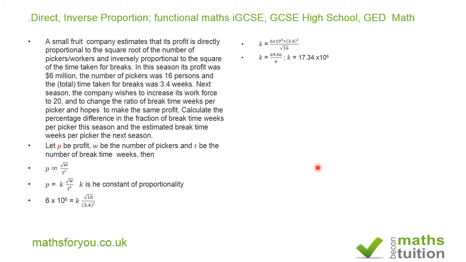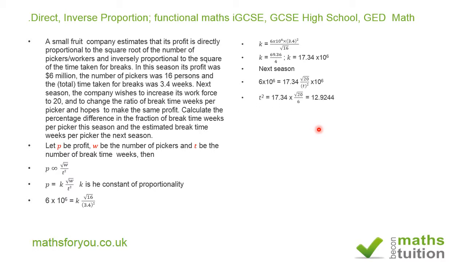That's the K value. Now we shall use this K value to help us calculate the T value for next season, in order to make the same profit as this season. So 6 times 10 to the power 6 is equal to 17.34 times the square root of 20, 20 being the number of pickers required for next season, divided by T squared, times 10 to the power 6. The 10 to the power 6 on the left hand side and the right hand side will cancel out.